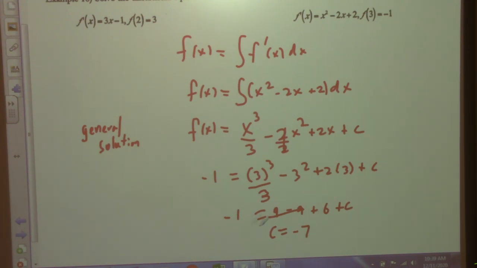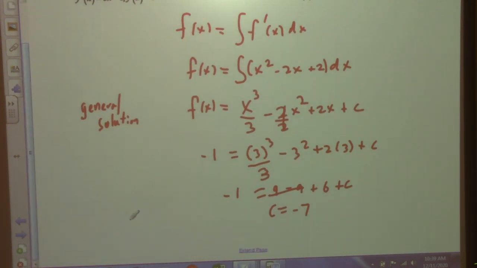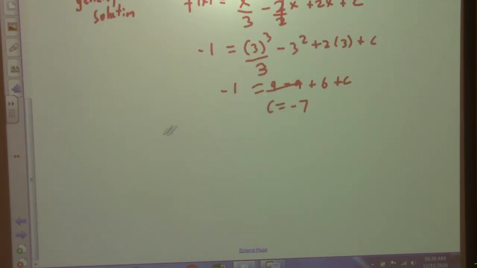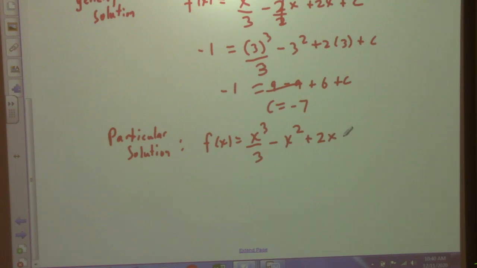And now we can write what we call our, what do we call our solution here? Particular solution. Our particular solution is going to be this thing here, f of x is equal to x cubed over 3 minus x squared plus 2x minus 7. So that'll be our particular solution.